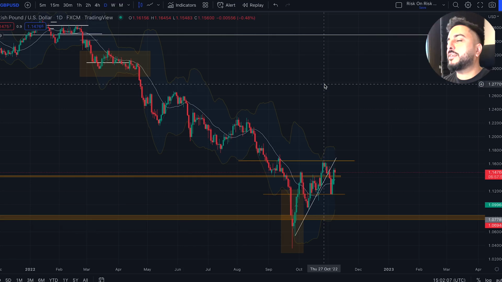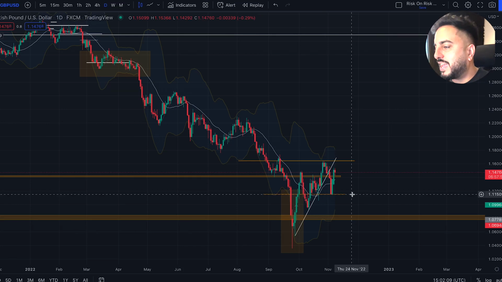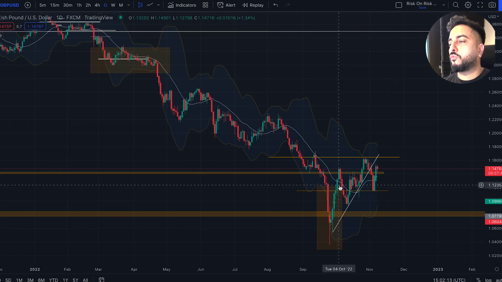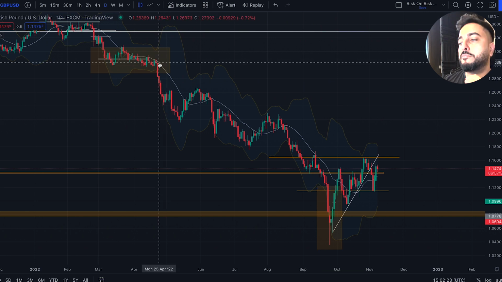So guys, let's break down GBPUSD, aka Cable, aka one of my favorite pairs. But instead of just talking about what's happening right now and where I believe the price will go, let's have a bit of a history lesson, because it's quite important how the pound ended up trading at the levels it is right now. So for that, let's actually go back to March, guys.